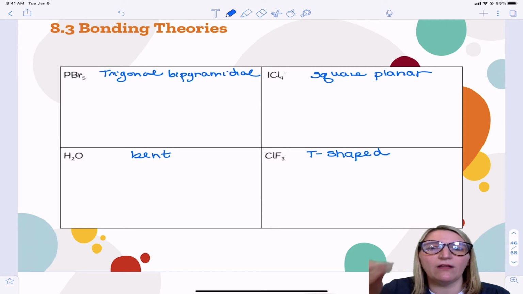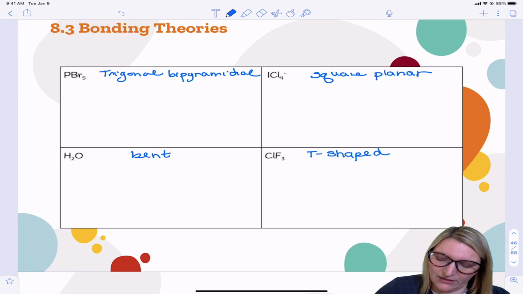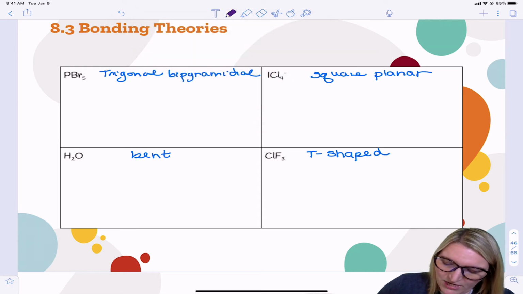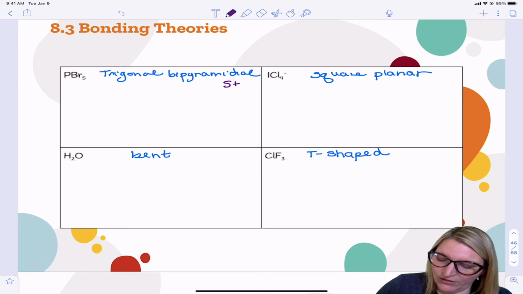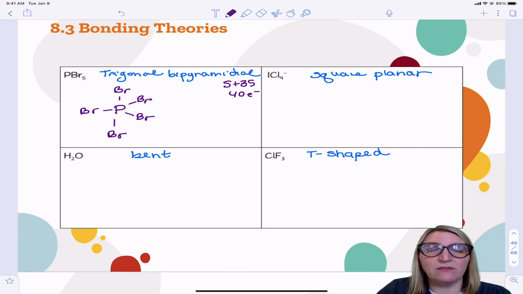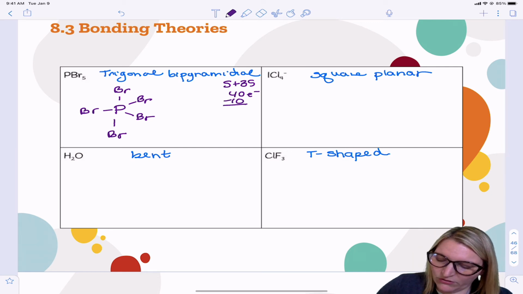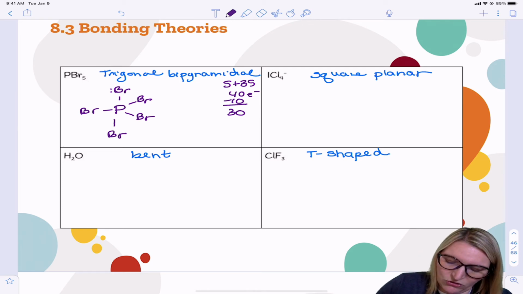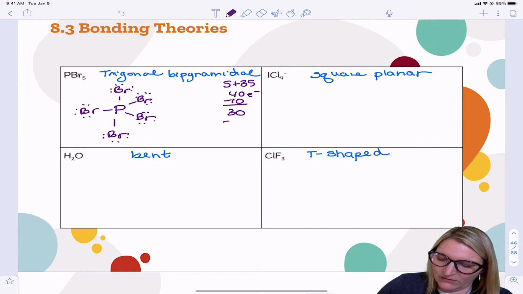If you got any of those wrong, I'm going to go through and actually do them out like I did the previous 4. So PBr5 would be 5 plus 7 times 5 is 35 for a total of 40 electrons. Phosphorus in the center, the bromine are around it. I made 5 bonds. Each bond is 2 electrons, so I used 10 electrons. That gives me 30 left over, and that's going to be just enough to put 6 electrons around the 5 non-central atoms, the 5 outside atoms.